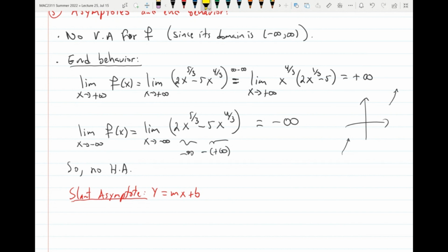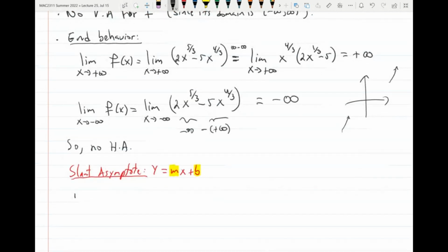To find such a slant asymptote, if it exists, what you need to do is find m and find b, and then you're good to go. I'm going to give you the way to figure out m. So m is found by taking the limit as x approaches either positive or negative infinity. You have to see which one you're looking at. As x approaches either positive or negative infinity, these are really two limits that you need to find, because you could have more than one slant asymptote.